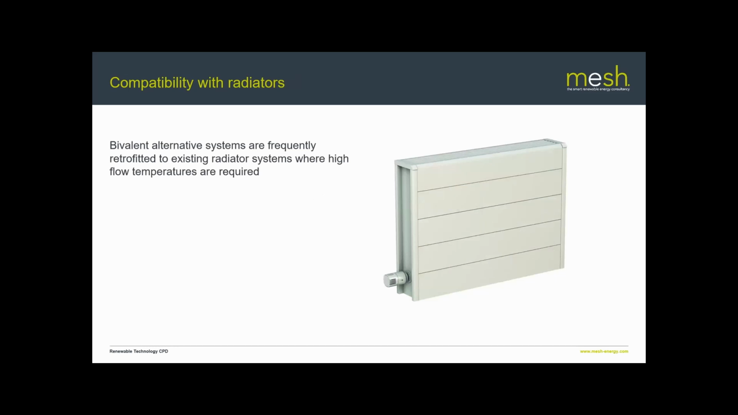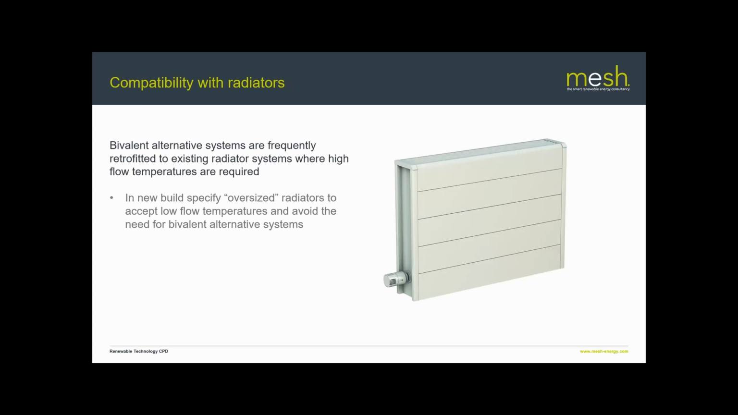Compatibility with radiators. Well, as we've already discussed, bivalent alternative systems are frequently used with retrofit installations where there are existing radiators. And those existing radiators are generally sized for boilers, which have higher flow temperatures. Unless you can offset the requirement for those higher flow temperatures by improving the insulation of the building, those higher flow temperatures are still going to be needed to adequately heat the house or the building when you start getting into low ambient temperatures. So that's where they can come into their own.